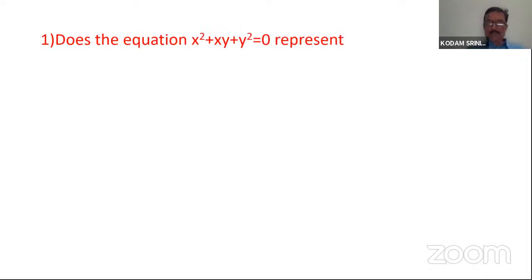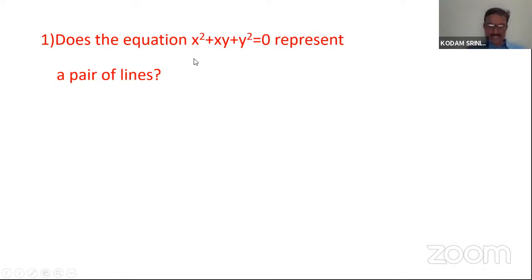Here also one more problem we have to discuss: does the equation x square plus xy plus y square equal to 0 represent a pair of straight lines? First of all, by observing the equation x square plus xy plus y square equal to 0, it seems to be of the form ax square plus 2hxy plus by square equal to 0. We have to check whether this equation represents the pair of straight lines or not.